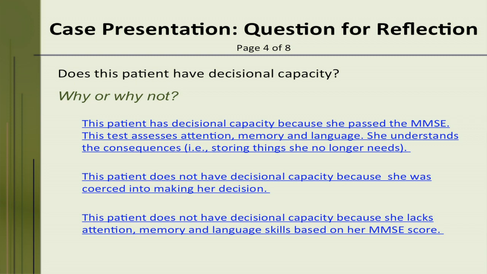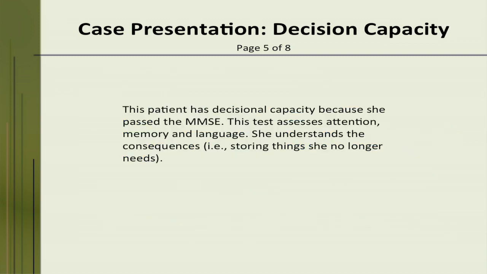Well, as we've mentioned, she has passed the MMSE. She got a 27 out of 30, which was indicative of her having the ability to pay attention and recall things that are normal for daily living. So, in essence, this person does have decisional capacity because she passed the MMSE. The test measures attention, memory, and language, and she understands the consequences.